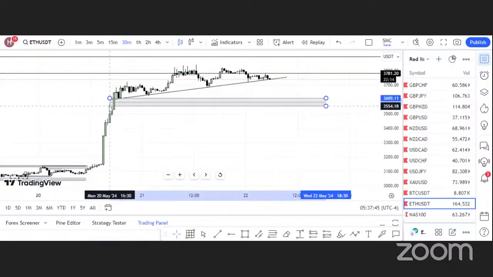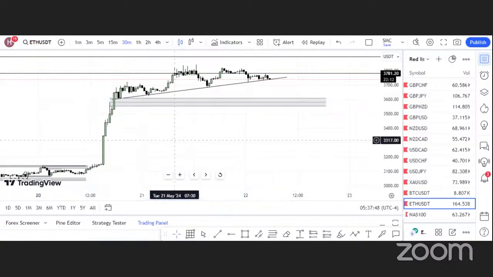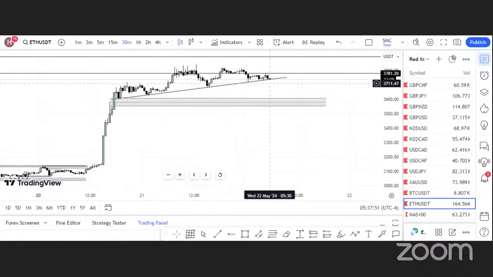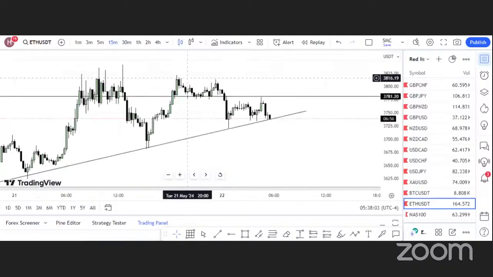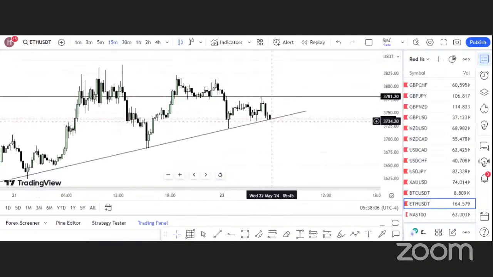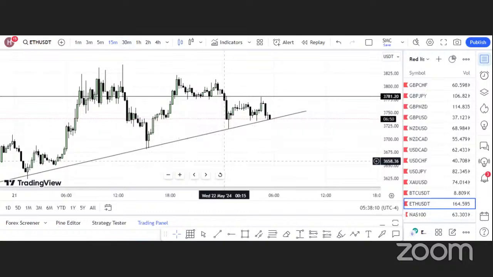So we're going to give this a little bit of time, then we'll come back to it later to see if we have another opportunity. So another thing we can do here is wait for the market to close below this trend line. So once the market closes below this trend line, it's also a good opportunity to sell, all right?